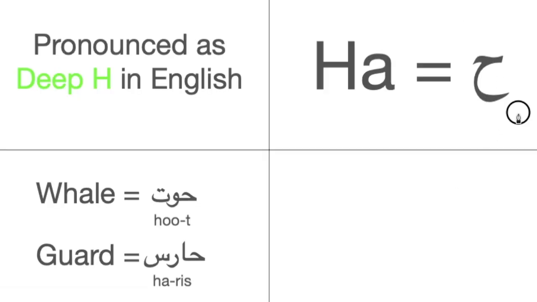Ha. Ha is pronounced almost like a deep H, but try to get the air from the back of your throat. Ha, ha, ha. The two words here are hoot, ha, wow, te, which means whale, and haris, ha, alif, re, sin, which means guard.